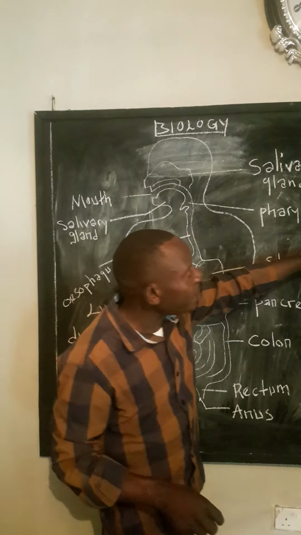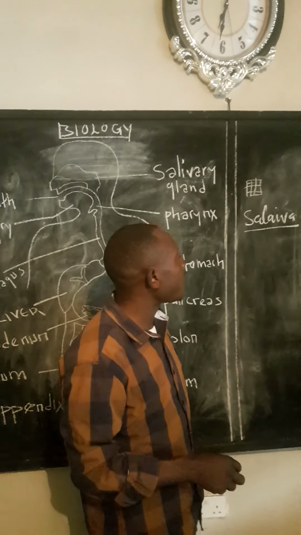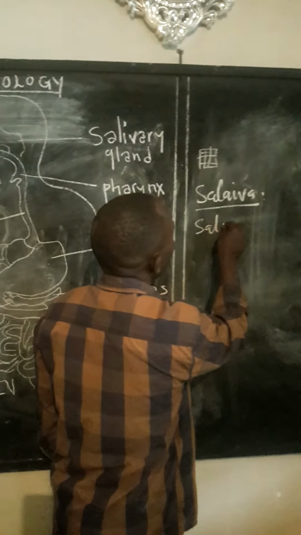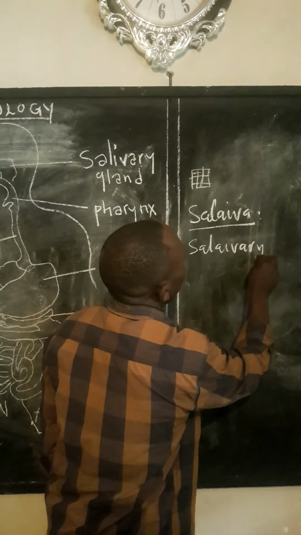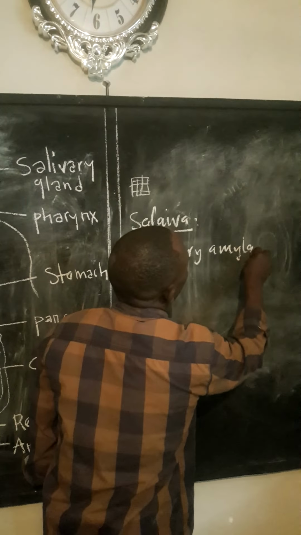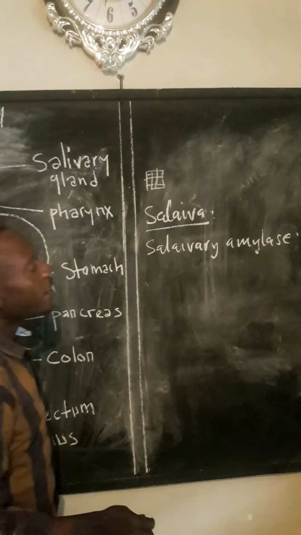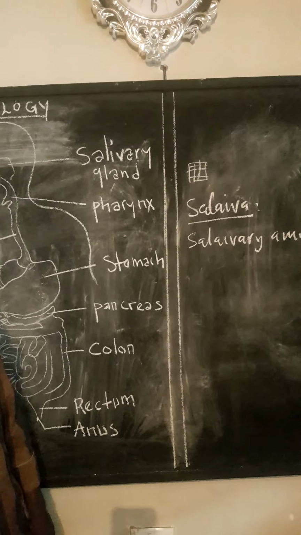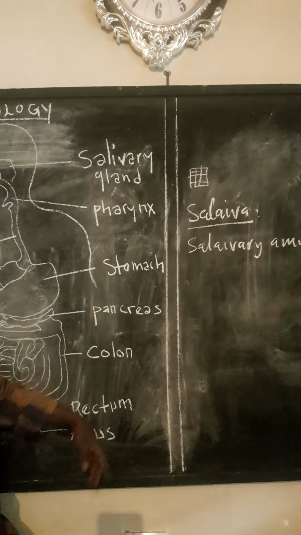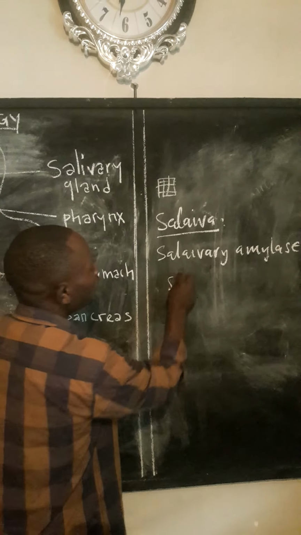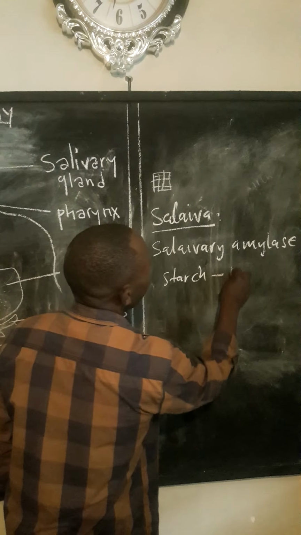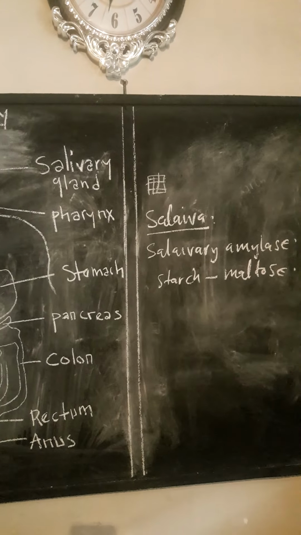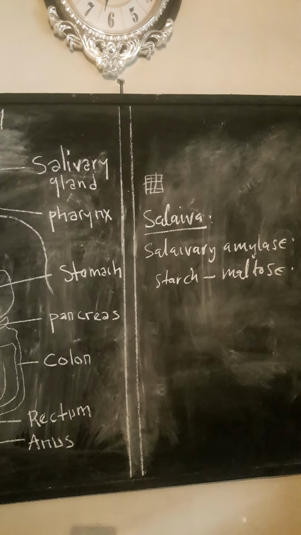When saliva is secreted, it contains an enzyme. The enzyme the saliva contains is what is called salivary amylase. What is the function of this salivary amylase? Its function is to break down starch to maltose. Starch is broken down to maltose by the salivary amylase. That is one of the functions.